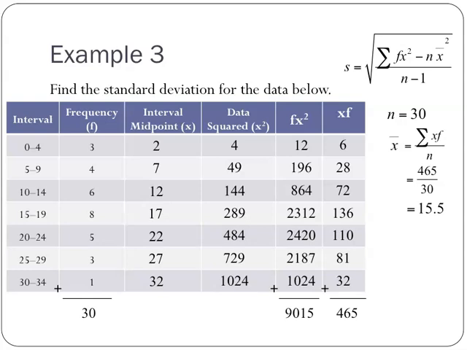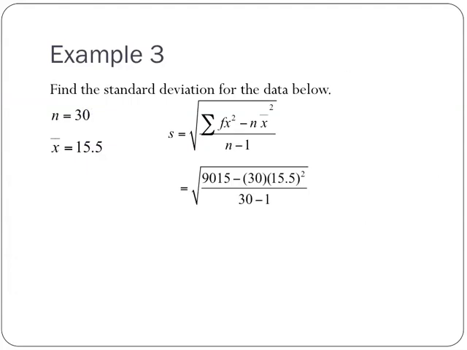Okay, now we should have all the information that we need to plug in to find the standard deviation. So we found 9,015 for the sum of f times x squared. N was the number of data points, that's 30. That was the sum of all the frequencies. And then we found the average was 15.5. And then on the bottom we have 30 minus 1. So simplifying that, we get that this is about 7.89.